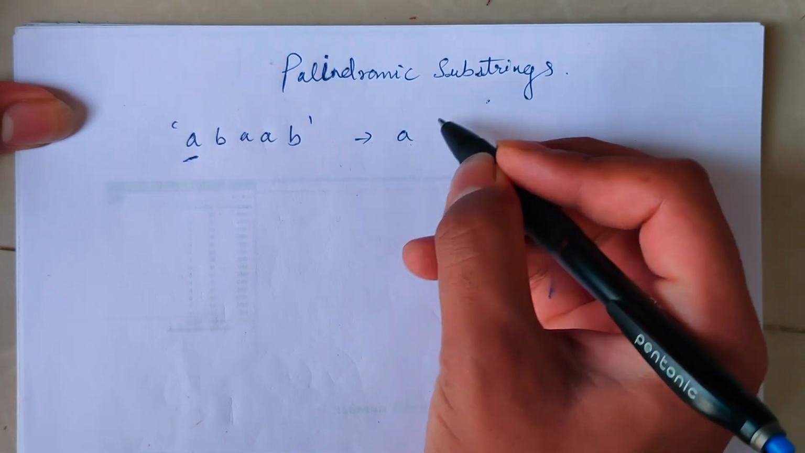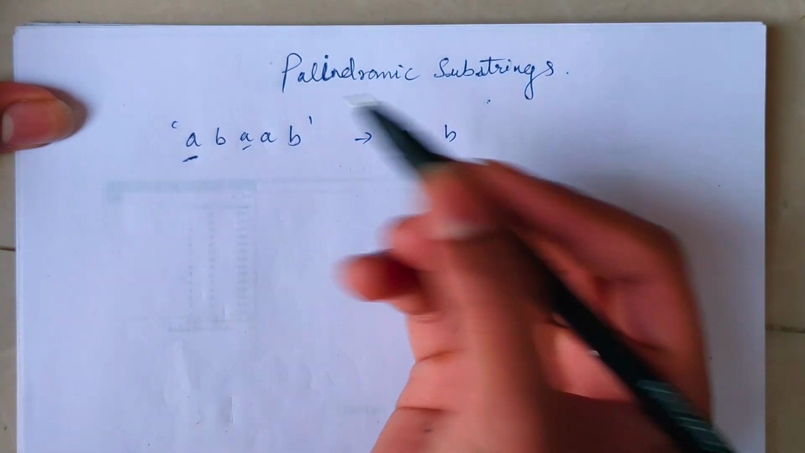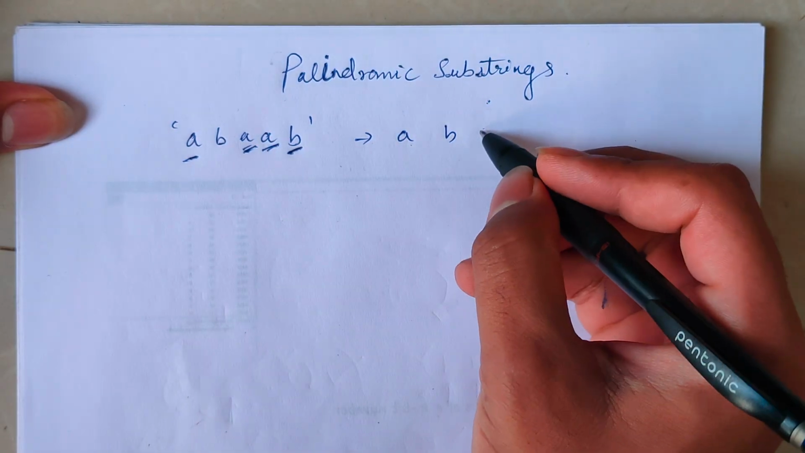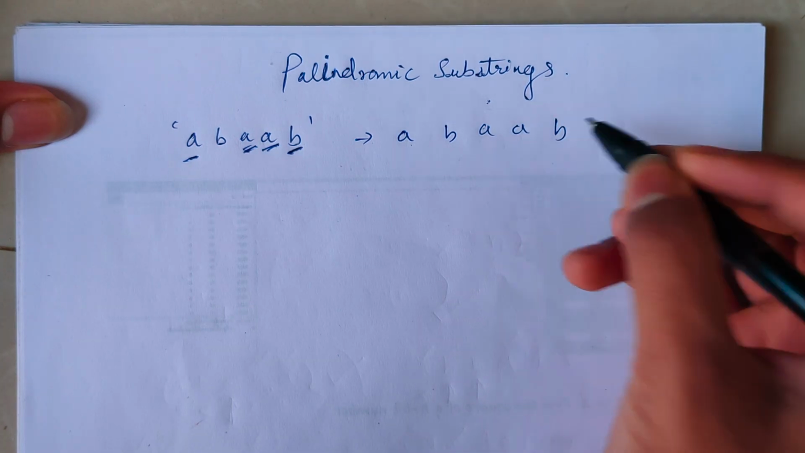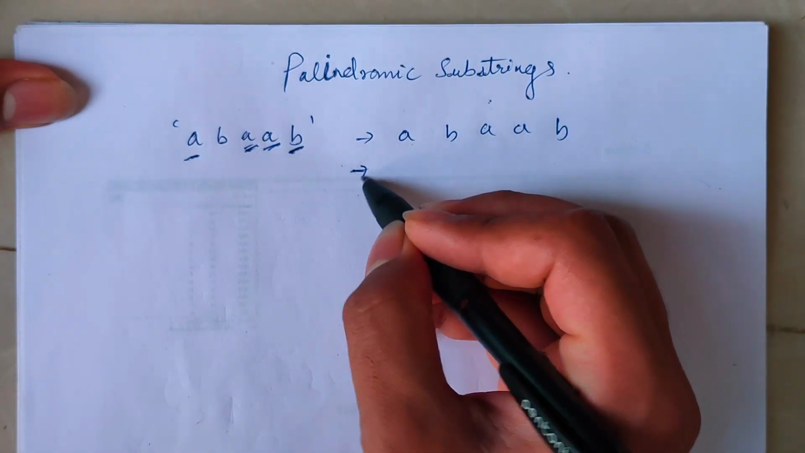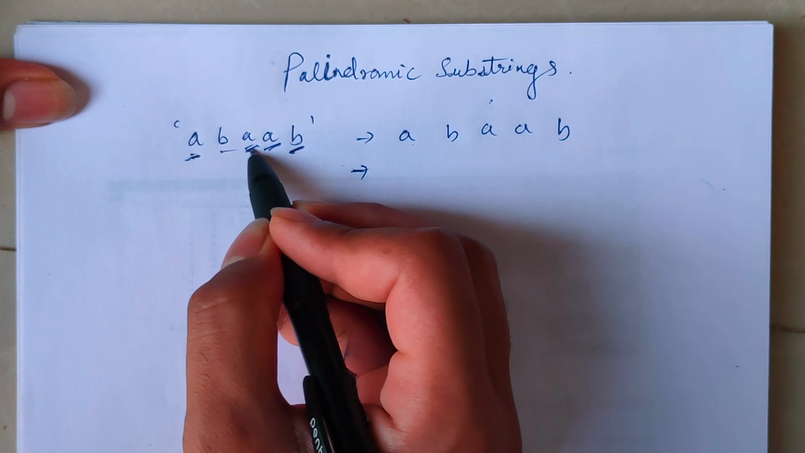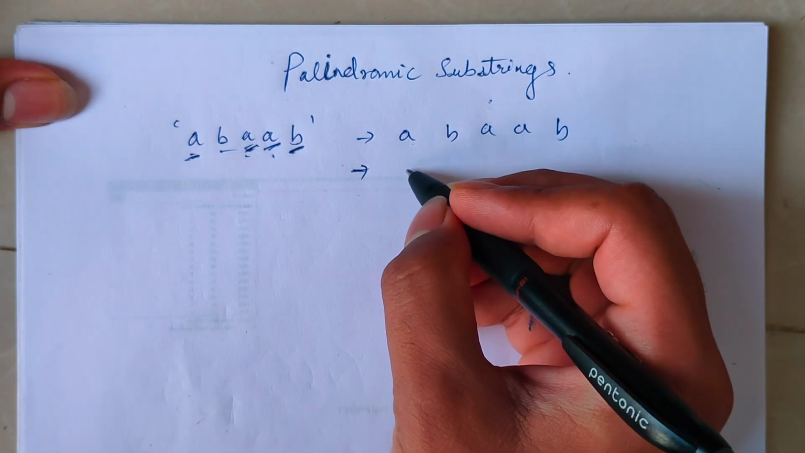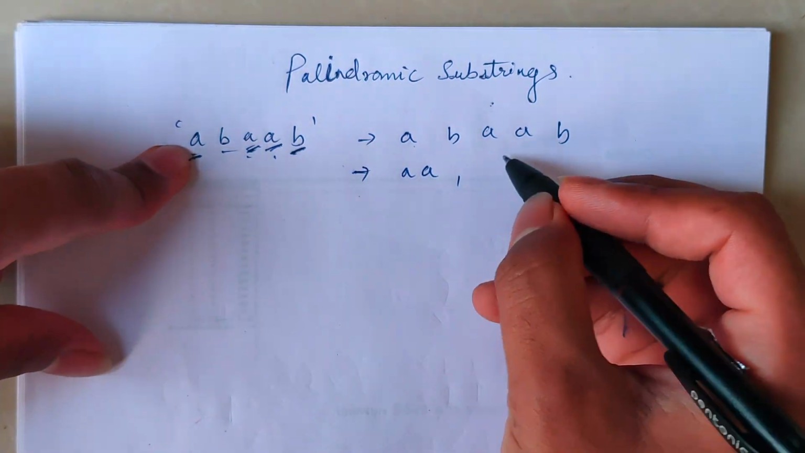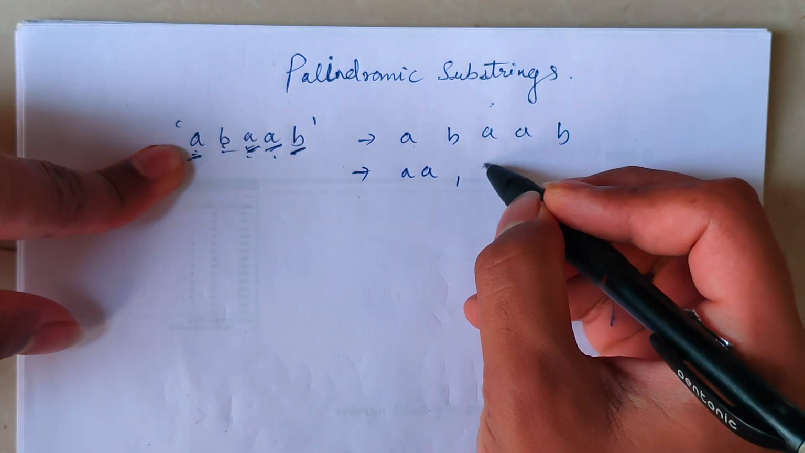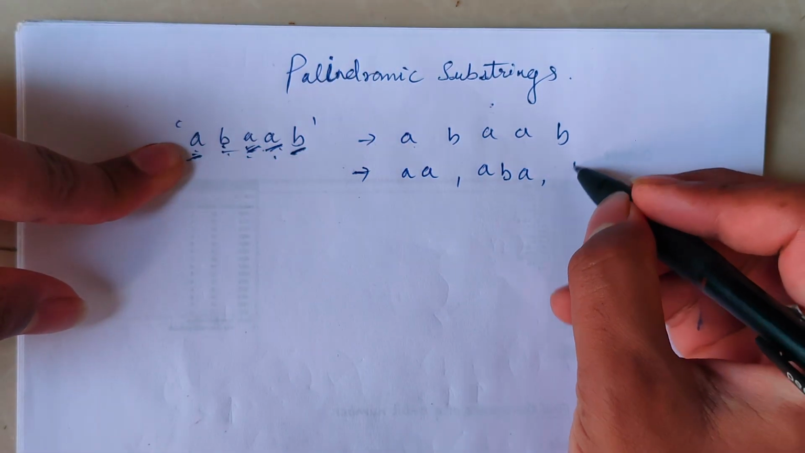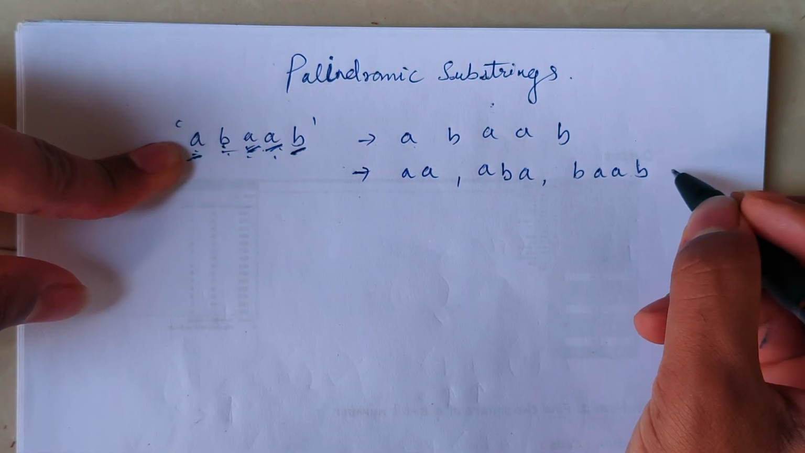So A could be a palindrome, B, and A is also a palindrome, but here A, A, A, B. So A, B. All characters are palindrome, but let's have palindrome of size 2. AB is not a palindrome, BA is not a palindrome, AA is a palindrome. And we can also see that ABA is also a palindrome, and BAAB is also a palindrome.